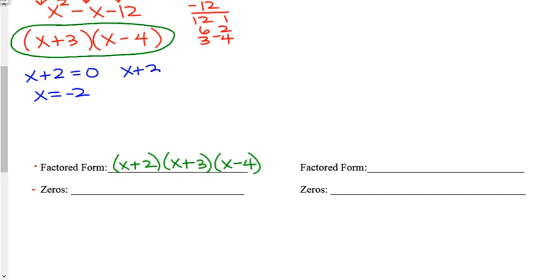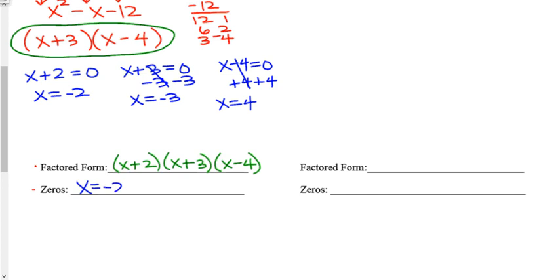X plus 3 equals 0. I subtract 3 from both sides. I get x equals negative 3. And then x minus 4 equals 0. I add 4 to both sides. And I get x equals 4. So my zeros are x equals negative 2, x equals -3, x equals 4.